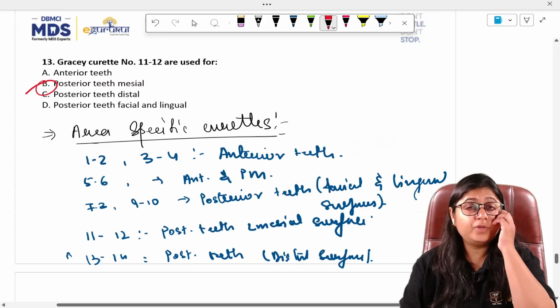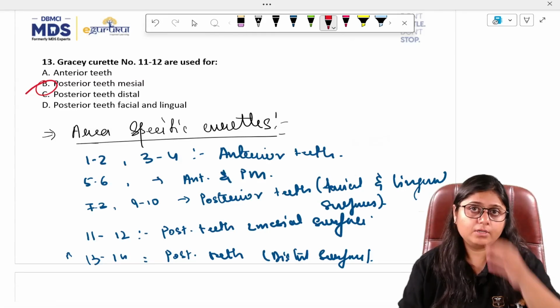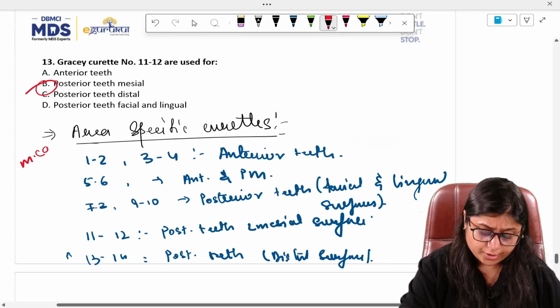This is one of the frequently asked questions from the instrument chapter. Image based questions have also been asked. So this you have to remember. You have to revise this thing.